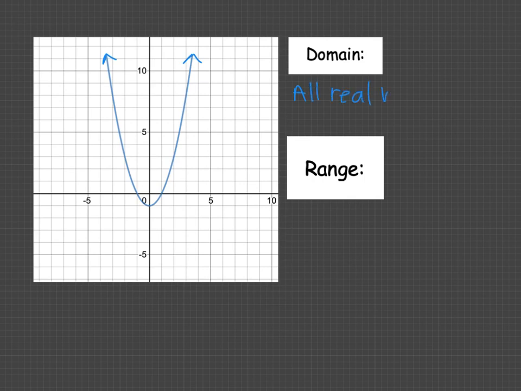And the way that we show that in interval notation is -infinity to +infinity. So there's no limit. That means that x can be any number.